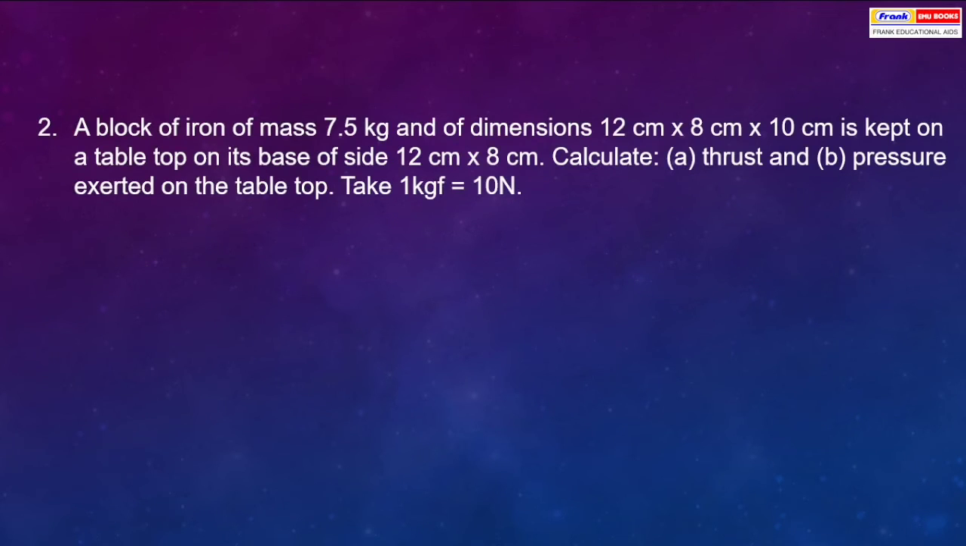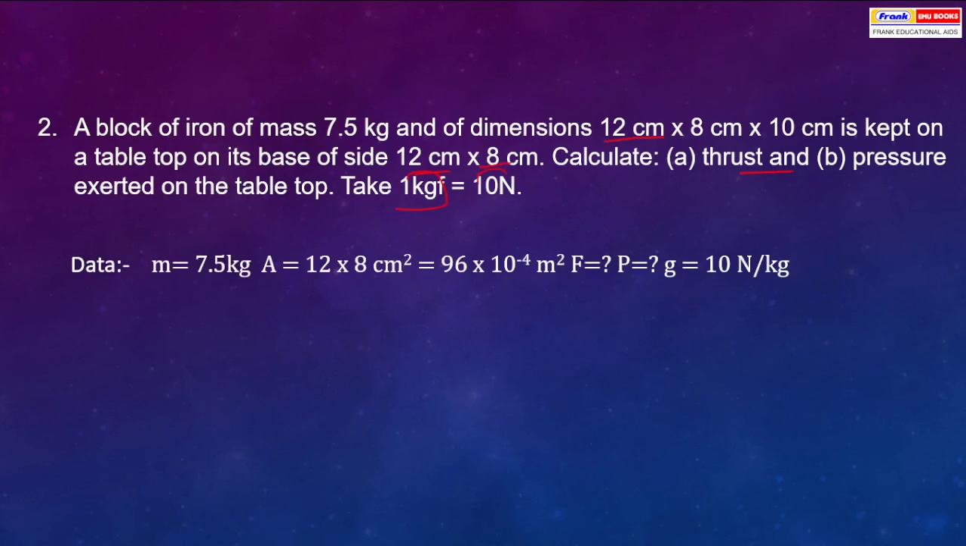Next numerical is a block of iron of mass 7.5 kg and of dimension, this is basically the dimension of the block of iron. It is a, I think, cuboid. It is 12 centimeter, 8 centimeter, 10 centimeter. It is kept on a tabletop on its base of side 12 centimeter into 8 centimeter. You have to calculate the thrust, you have to calculate the pressure exerted on the tabletop, and 1 kgf equals 10 Newton. This value you have to take instead of kgf. And you have data given, you can solve it by yourself.